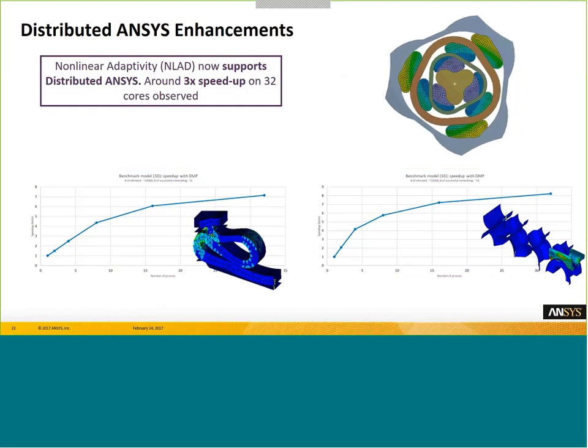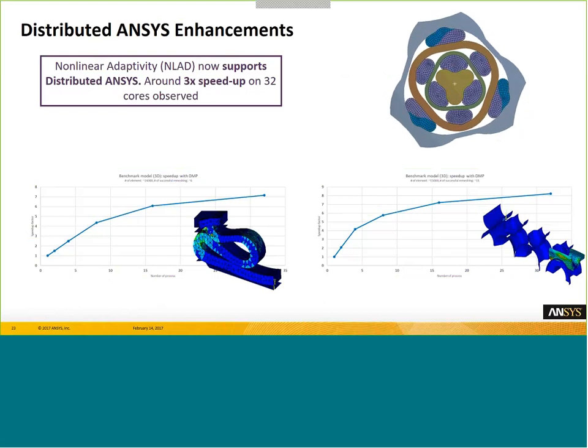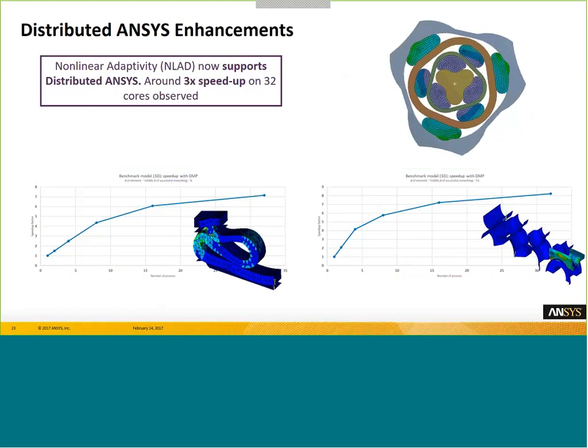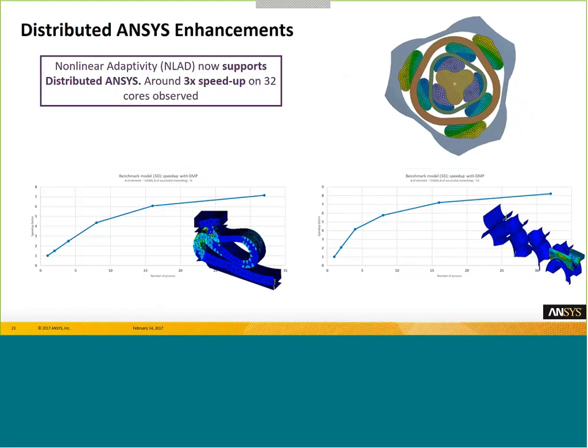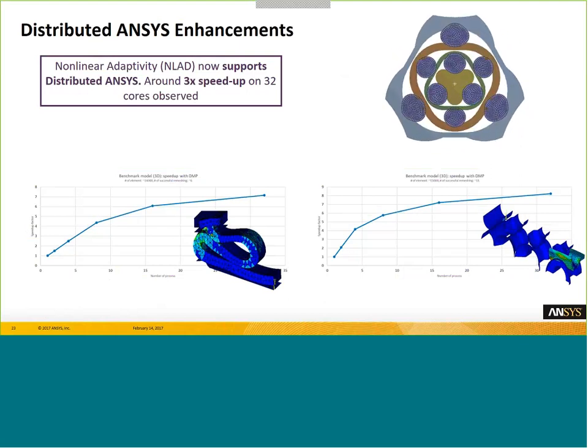This worked pretty nicely at 17. The big change at 18 is it now supports Distributed ANSYS, so it's about 3 times faster on 32 cores than it was at 17.0. So it's no small improvement in terms of speed up. Very nice, and of course there are improvements in robustness as well. We've got a couple more points on nonlinear adaptivity further on in the deck, which we'll touch on.